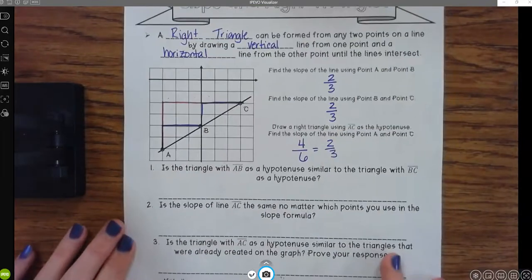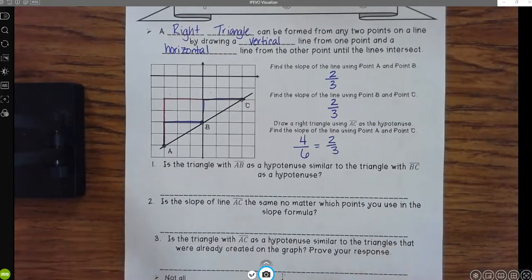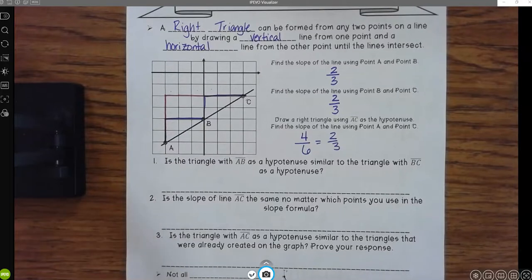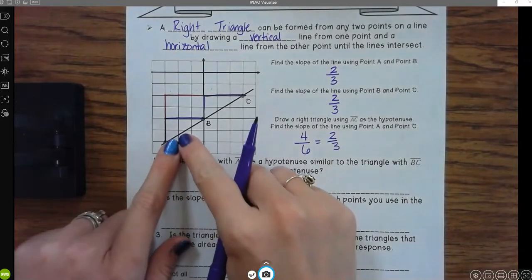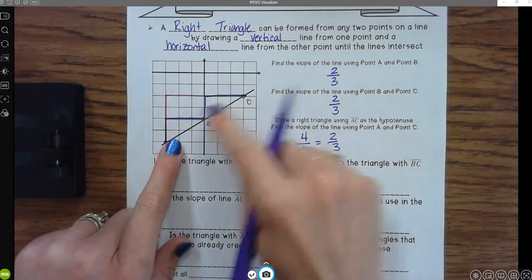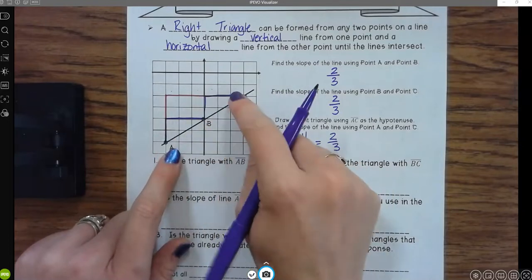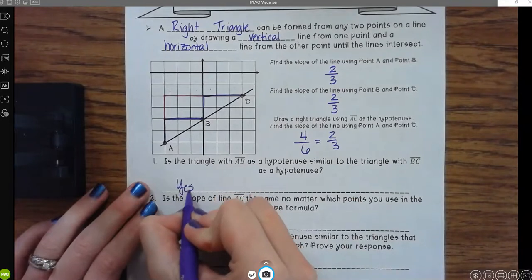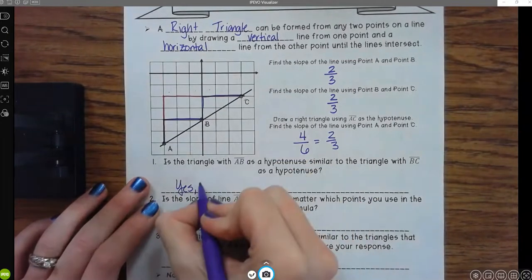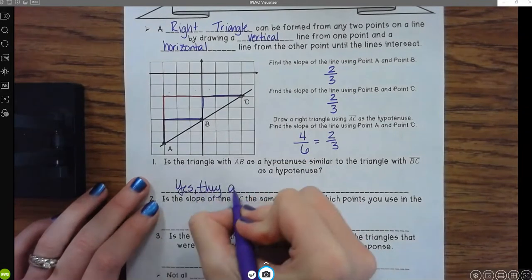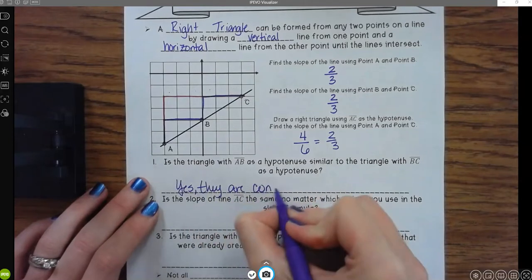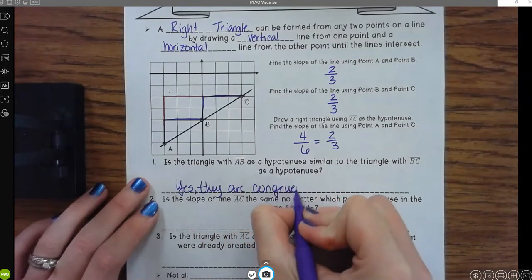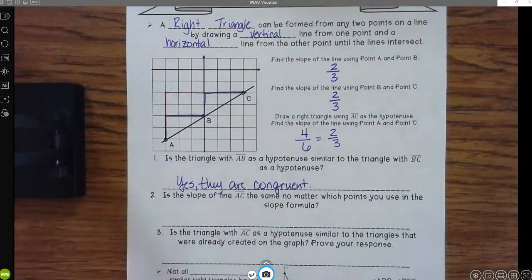Number 1 says, is the triangle with AB as a hypotenuse similar to the triangle with BC? So we're looking at this triangle here and this triangle here, AB and BC. So yes, they are similar. Not only are they similar, they are congruent, which means the same size, same shape exactly.